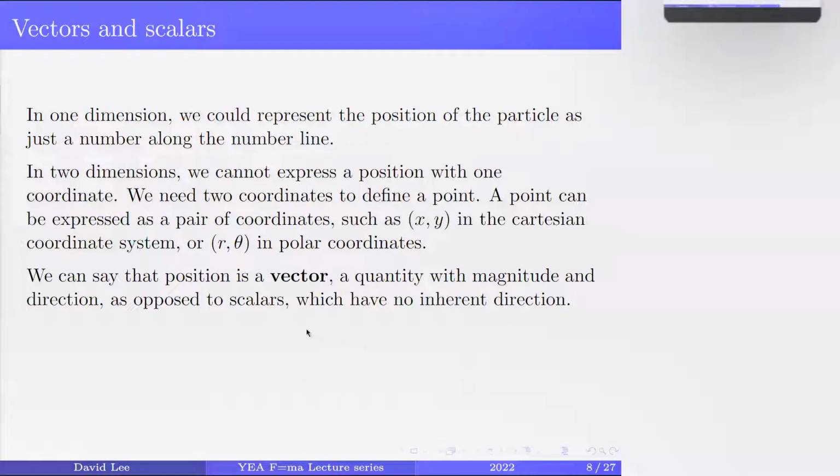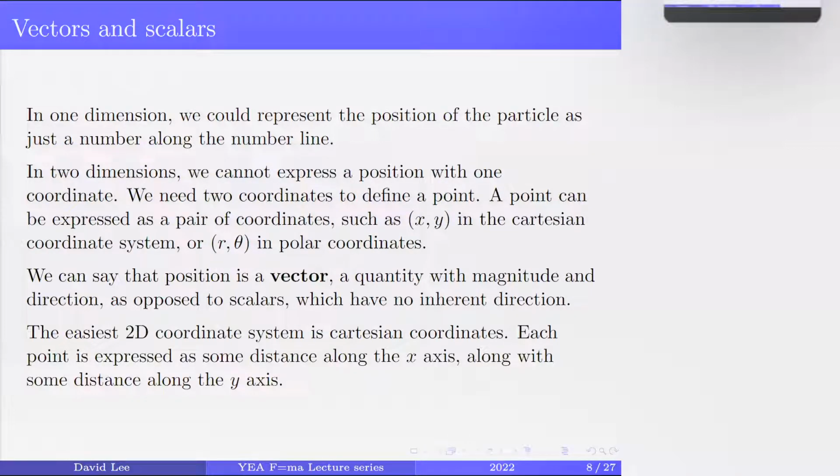We say that these quantities where you need 2 coordinates, because it has a direction to it, we call them vectors. Vectors have a magnitude, which is sort of like their length, and they also have a direction. This is different from scalars, which only have a magnitude. They don't have direction.